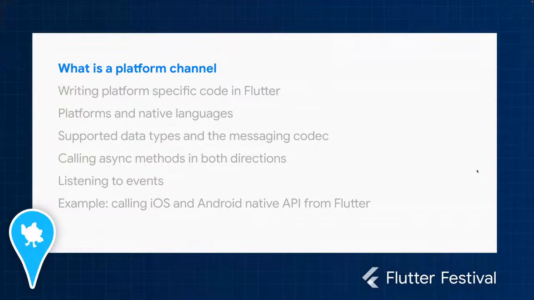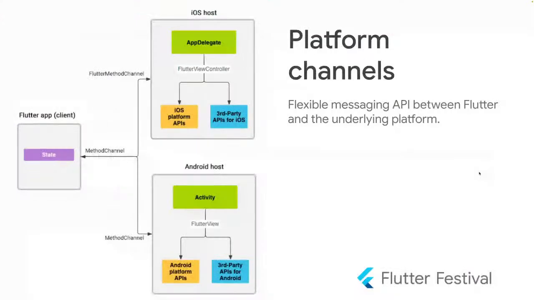So let's start with what is a platform channel. A platform channel in Flutter, as you can see in this image here, you have your Flutter app. It's a flexible messaging API. It connects your Flutter app with the underlying platform and gives you the ability to write messages and call functions from the native side, and call Flutter from the native side. So it goes in both directions.